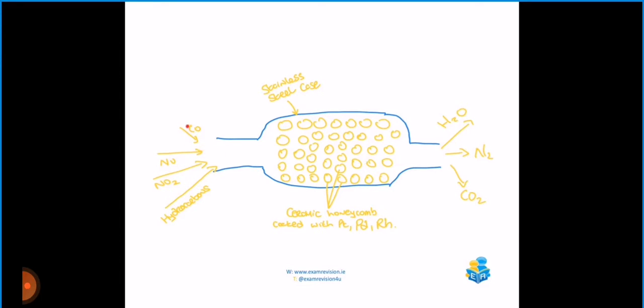And into our catalytic converter goes our harmful substances such as carbon monoxide, nitrogen monoxide, nitrogen dioxide and hydrocarbons. They pass through the catalytic converter where they react on the surface of these honeycomb inlets with the platinum, palladium or rhodium catalyst, and that causes water, nitrogen or carbon dioxide to be released out of our catalytic converter. And these products that come out are far better for the environment than the substances that go into it. So without catalytic converters, cars would be even worse for the environment than they already are.